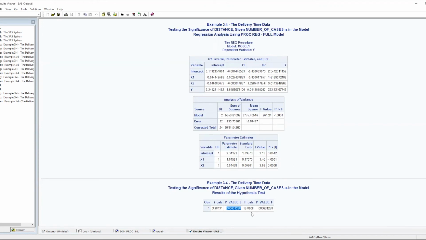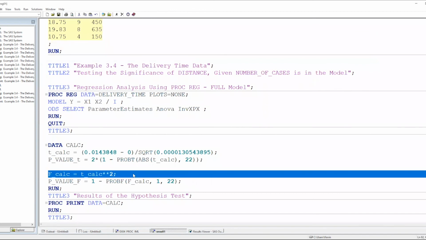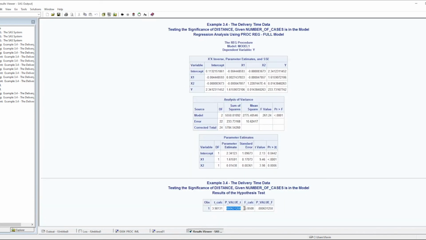Now, the other thing that we're doing here is we're calculating the F statistic, which is just the square of the t statistic. Okay, and you can see here that the F statistic would be 15.8508, and the p-value based on that is exactly the same as the p-value for the t-test, as it should be. So that is how we can do these calculations using the t-test and constructing it by hand using the output from proc reg.